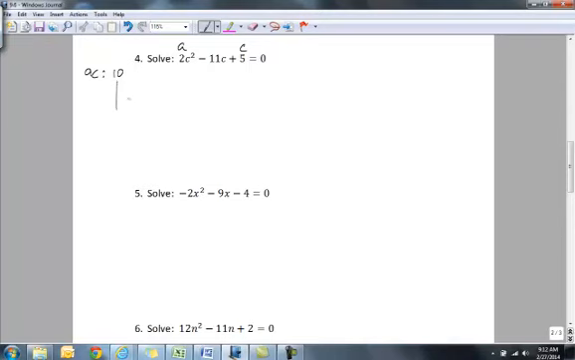I've got to figure out which numbers multiply to be 10 and add up to be negative 11. Since we're trying to add to a negative number and the 10 is positive, all the factors I list should both be negative. So negative 2 times negative 5, how about? That doesn't work because that's negative 7 when you add. But negative 1 times negative 10, that works.